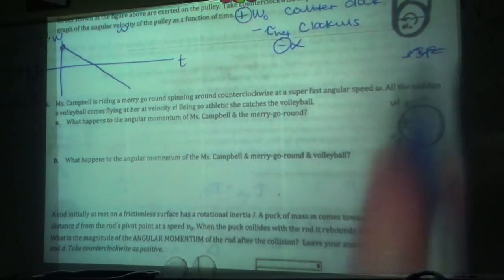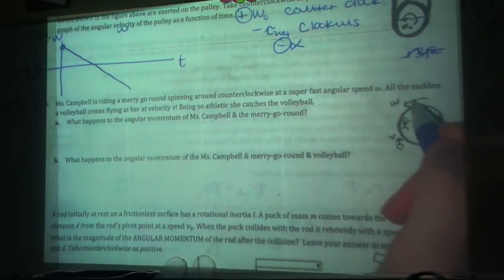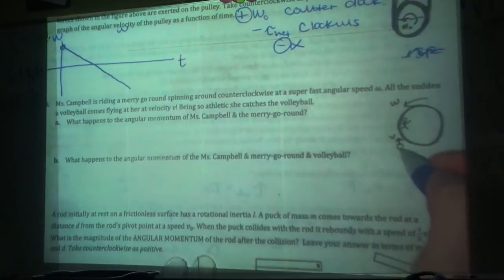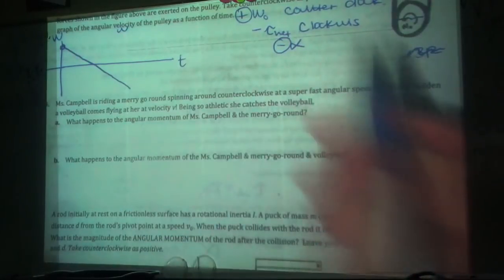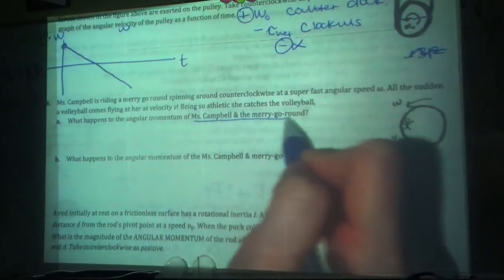Alright, I am riding this merry-go-round, spinning around counterclockwise super fast. All of a sudden, a volleyball comes flying at me with velocity v, and I'm super athletic, so I catch it, and I want to know what happens to the angular momentum of me and the merry-go-round.